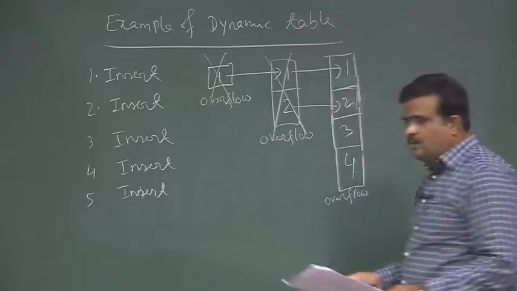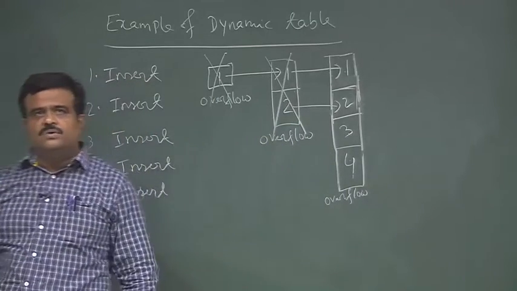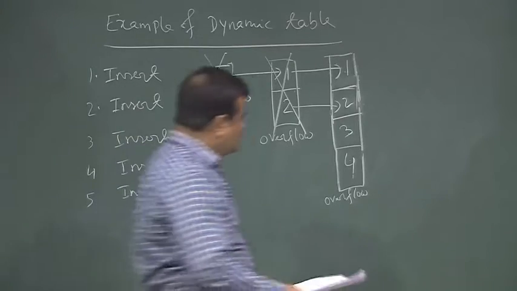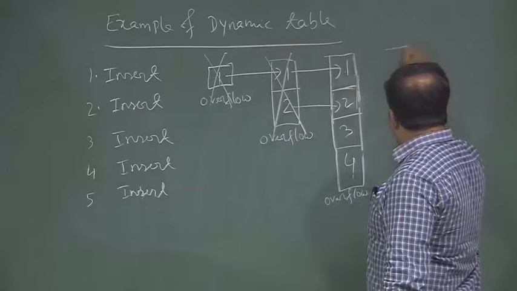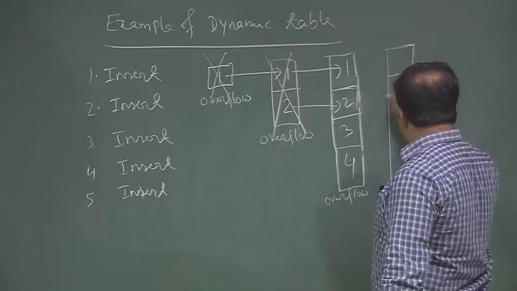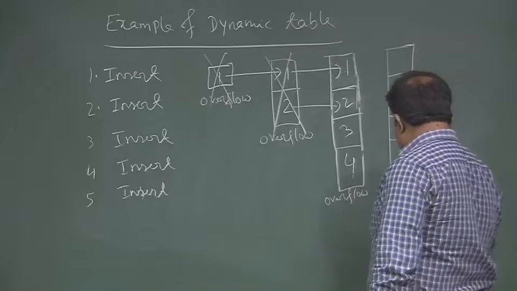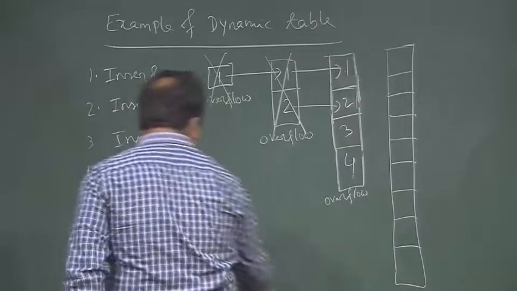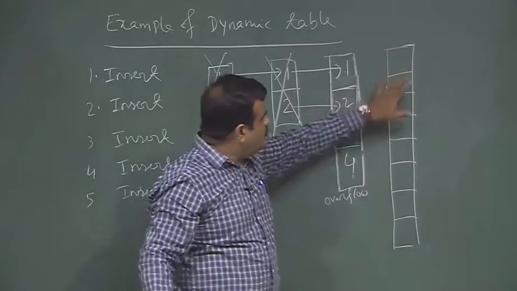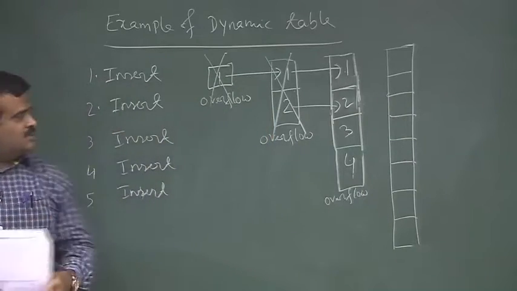If this is overflow, what is our strategy? Our strategy is to create a new table with the table size double of that. So, that means the table size will be 8. So, 1, 2, 3, 4, 5, 6, 7, 8. So, we have a new table with table size 8.